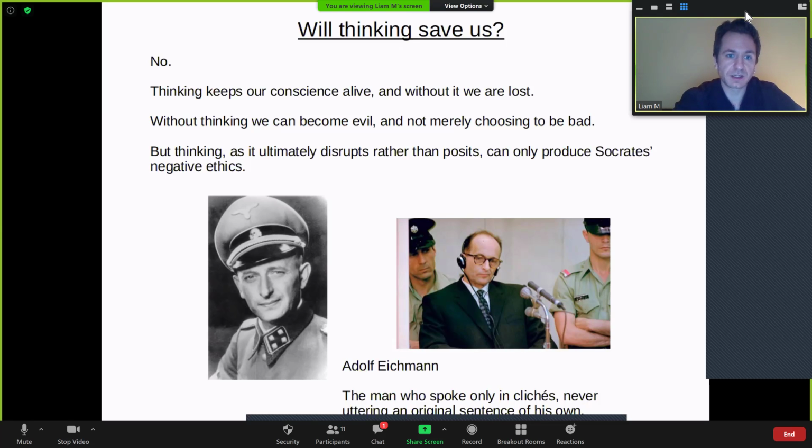So thinking, as it ultimately disrupts rather than posits, does produce this negative ethics, which gives us a backstop. When stuff's getting really bad, we can say, look, I totally refuse to do this, even upon pain of death, like Socrates. The reason I have Adolf Eichmann here, the man who spoke only in clichés and never uttered an original sentence of his own, as Arendt wrote in Eichmann in Jerusalem, is because in the Eichmann trial, it became very apparent that he did indeed only speak in clichés.